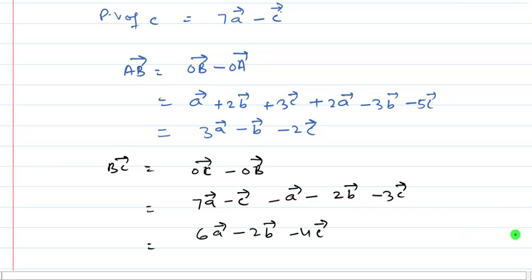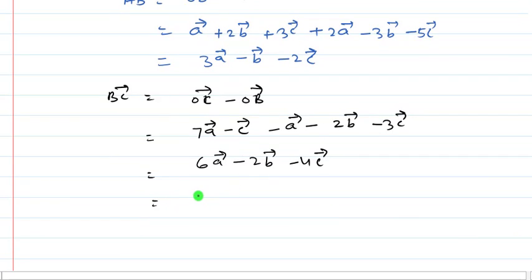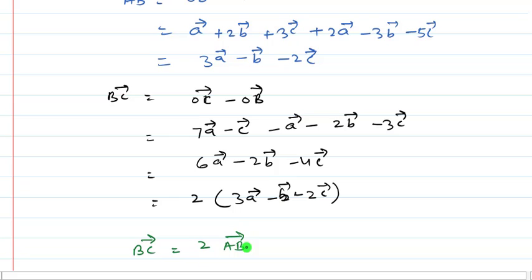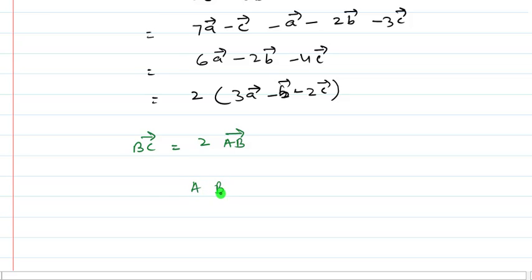Its addition is the same as we have done in algebra. If we solve it further, we find that we can take 2 common out of the 3 expressions. So we are left with vector 3A minus vector B minus vector 2C. If we compare AB vector and BC vector, we get that BC vector is equal to twice of AB vector. So here the value of lambda is 2. Therefore these 3 points are collinear. So we can say that A, B, C are collinear.